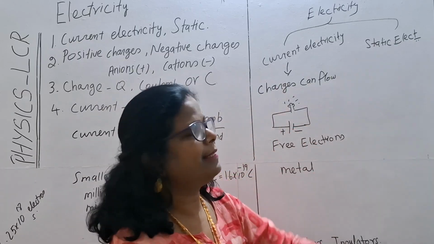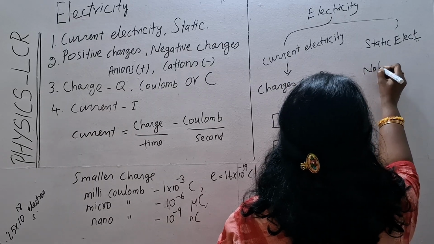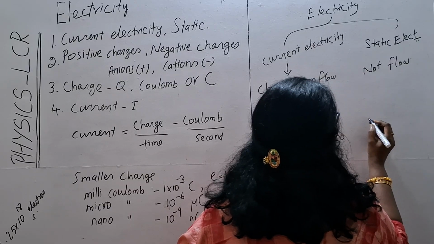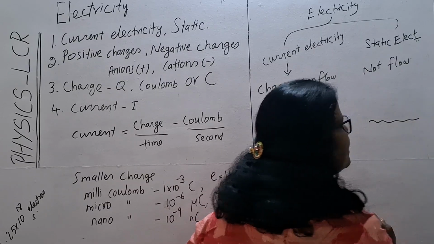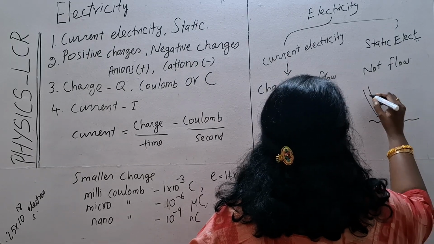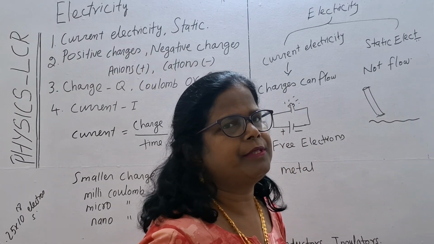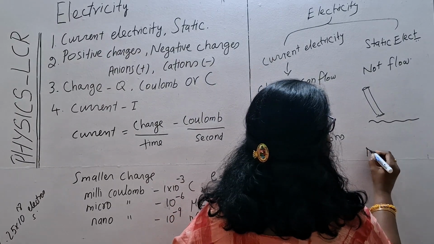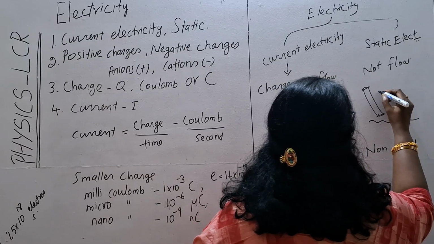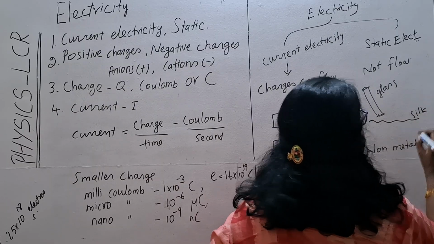Here in static electricity, charges do not flow. As an example of static electricity, in class 8 we studied glass and silk. It occurs in non-metallic substances. Already we studied this, I am just telling. So we are taking glass and silk, some combinations are there.